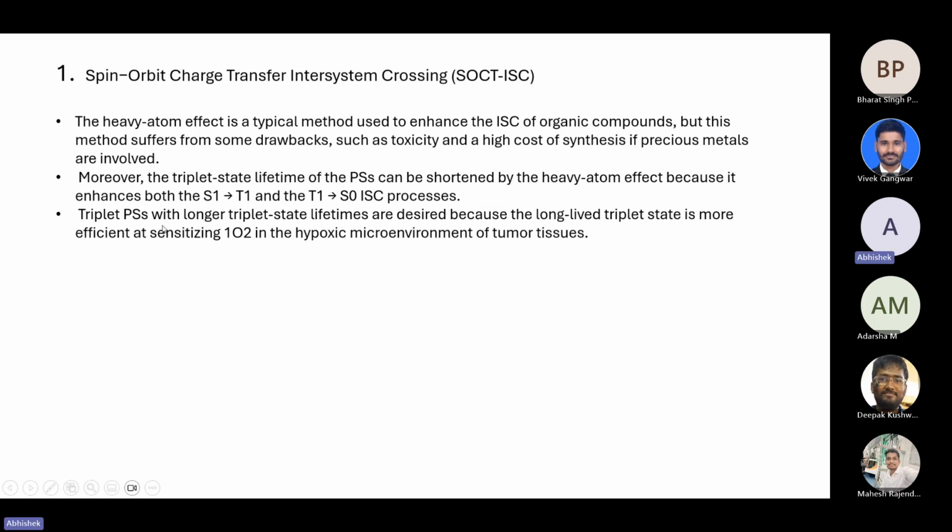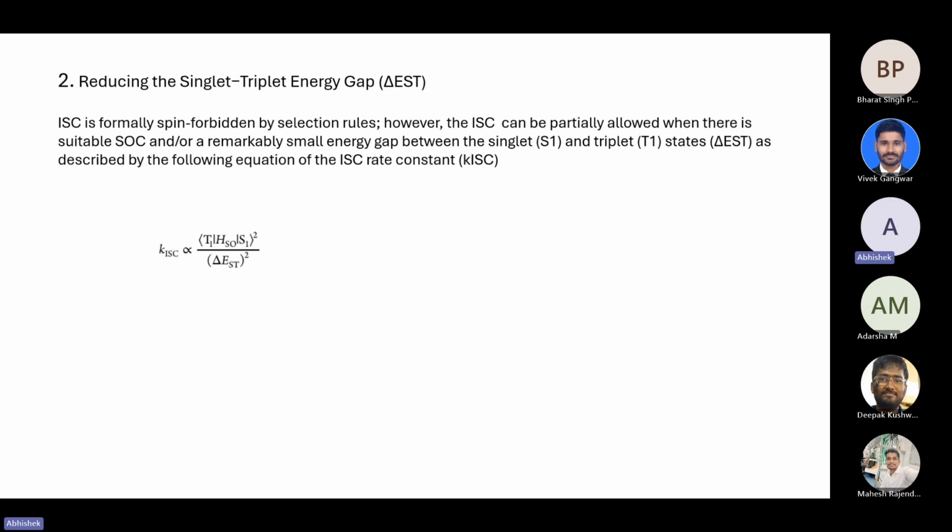Triplet photosensitizers with long triplet state lifetimes are desired because the long-lived triplet state is more efficient at sensitizing singlet oxygen in the hypoxic environment of tumor tissue. Second is reducing the singlet-triplet energy gap, that is delta EST.